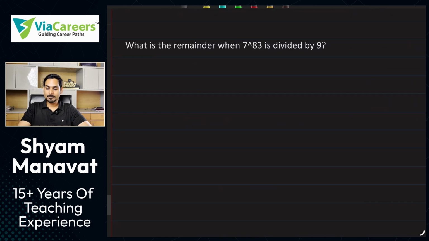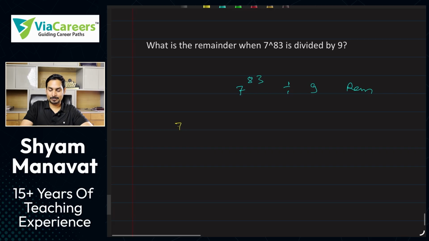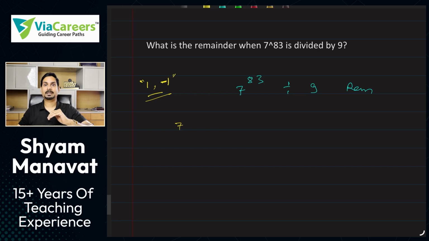What happens when you have 7 to the power 83 and the divisor is 9? What is the remainder? Again, you can pause the video and try attempting the question by yourself. Now here, again we'll follow the same method. We'll check for which power of 7 when divided by 9, we are going to get the remainder 1 or minus 1. Why are we looking for 1 or minus 1 as a remainder? In the case of power, I hope you understood this very well, because 1 to the power anything is 1, minus 1 to the power even is 1, minus 1 to the power odd is minus 1.